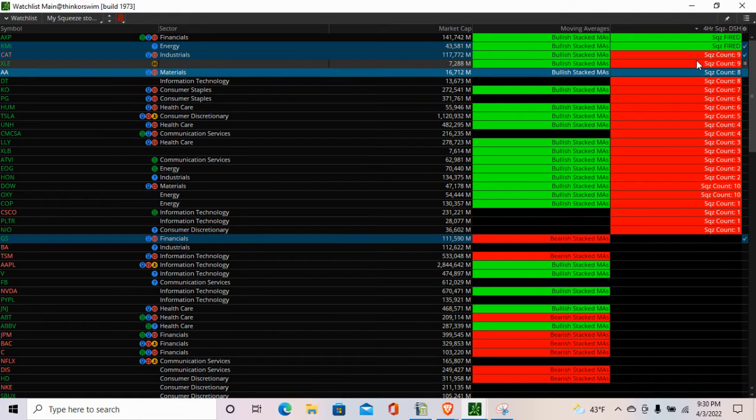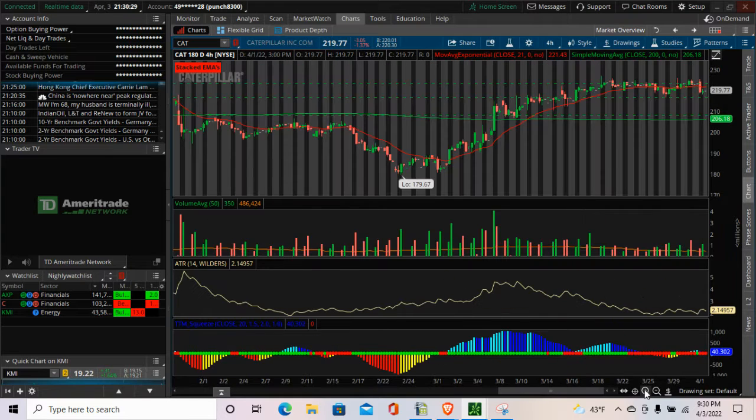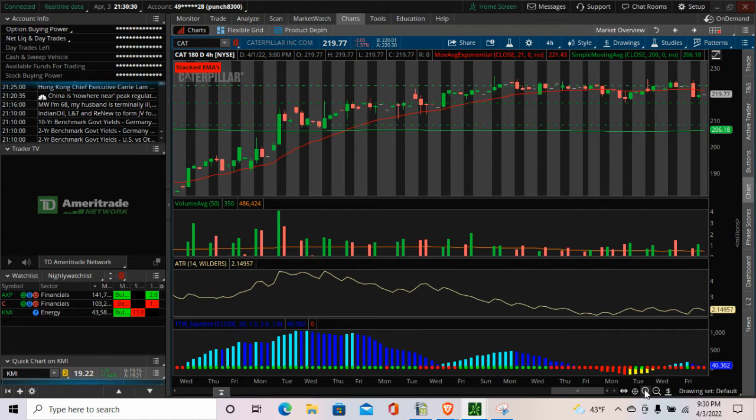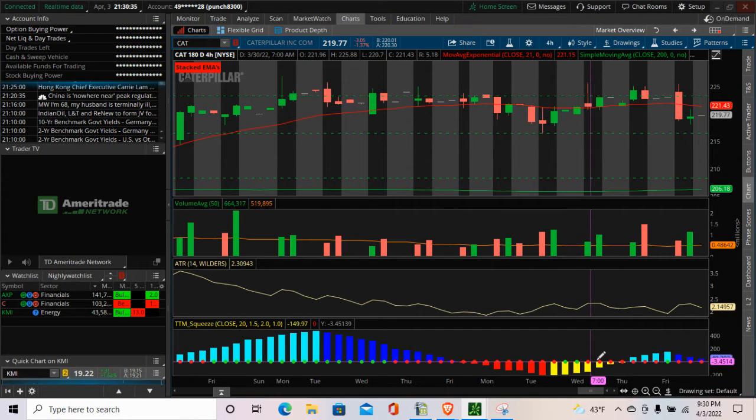You would see Cat, I think, counted 9. So if we do go back to Cat, it's going to count probably starting here: 1, 2, 3, 4, 5, 6, 7, 8. Yeah, so it starts counting about right here. It didn't catch the green one, but it's still pretty spot on when it comes to the squeezes. And I just use this as a quick gauge.